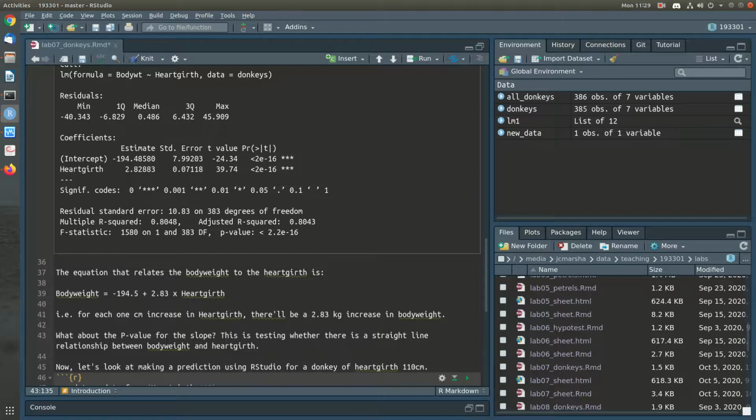Okay, and if you think about it, if there was no relationship between body weight and heart girth, then we'd expect the slope to be 0. So essentially what this p-value is measuring is how often by chance would we get a slope larger than 0? In fact, how often would we get a slope as big as 2.83 just by chance?